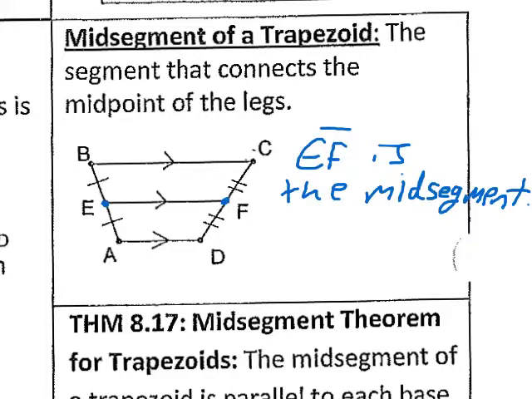And we find it by finding the midpoint of one leg, right here, point E, and then point F over here is the midpoint of DC, and we just connect those points, very similar to the midsegment of a triangle. But this is just the midsegment of a trapezoid. We find it the exact same way, so this is the midsegment. And we'll learn a theorem about the midsegment next.